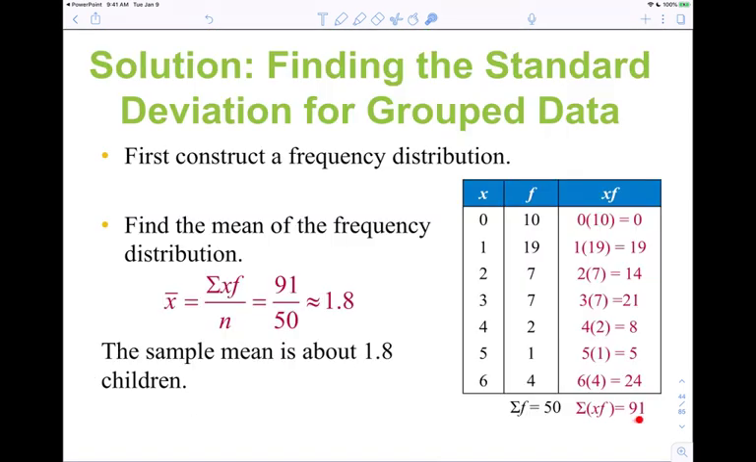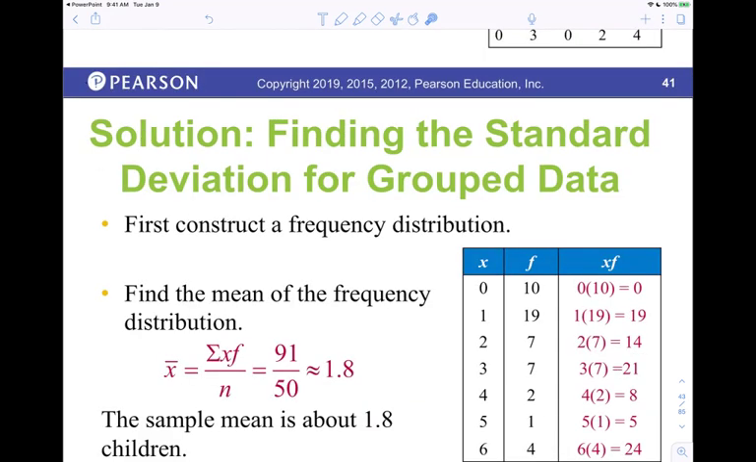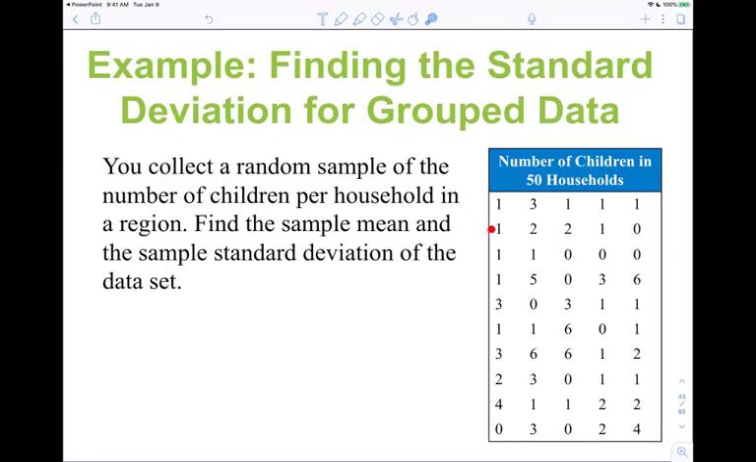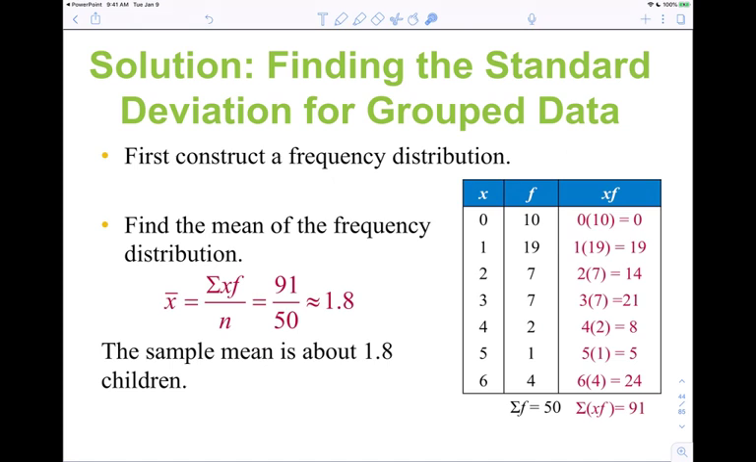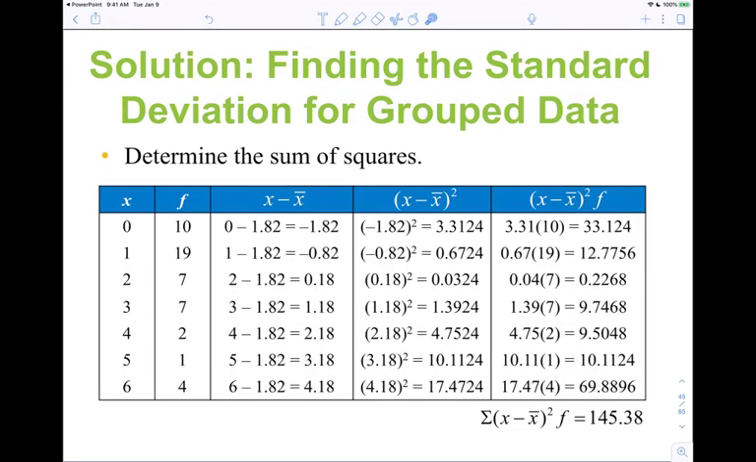And then we divide by the total, so 2, 4, 6, 8, 10 rows, 5 columns. So there's 50 entries, so the sum of the frequencies is again 50. So 91 divided by 50. The sample average is about 1.8 children. Then we want to use that to find the sample standard deviation. So we take each entry and factor in the frequency. We're going to say each x minus the average, so each x minus the average will get these results.